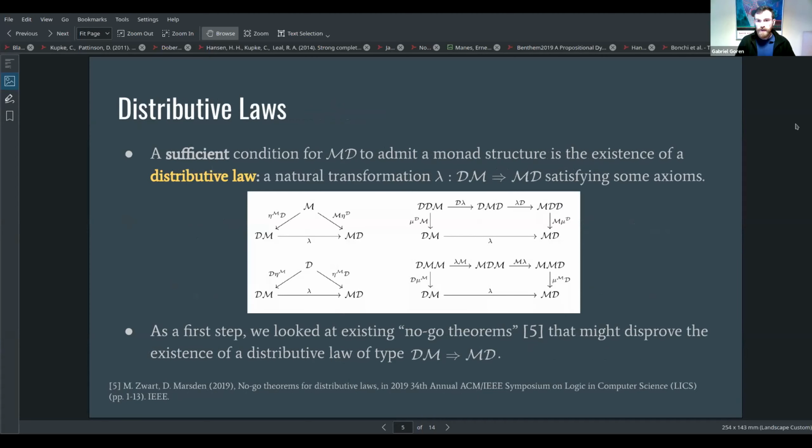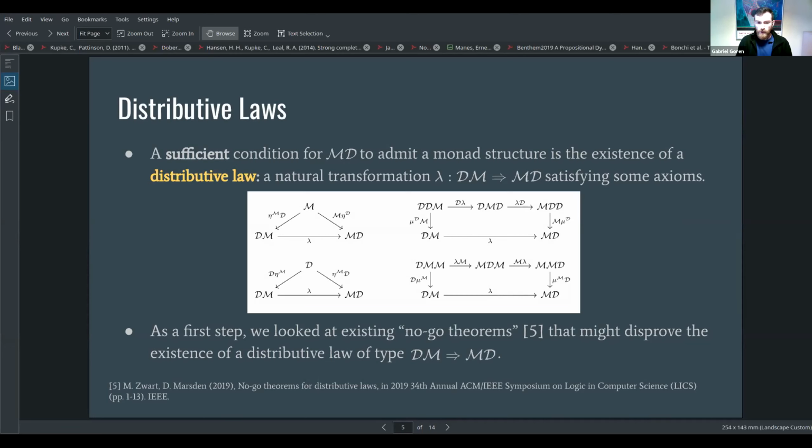So one way to look at this is by looking at distributive laws. A sufficient condition for MD to admit a monad structure is the existence of such a distributive law, which is a natural transformation of type DM to MD, which must satisfy some axioms that are shown here. As a first step, we looked at the possibility that there isn't such a distributive law. There are existing no-go theorems that could in principle disprove the existence of such a distributive law of this type, and therefore it doesn't make sense to look for it, right?